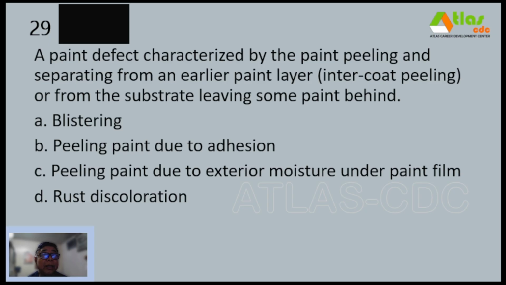29. A paint defect characterized by the paint peeling and separating from an earlier paint layer, that is intercoat peeling, or from the substrate leaving some paint behind. A. Blistering. B. Peeling paint due to adhesion. C. Peeling paint due to exterior moisture under paint film. And D. Rust discoloration.